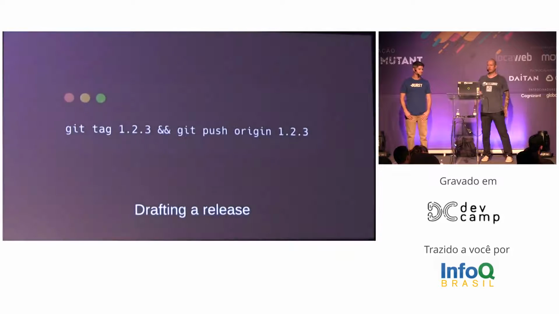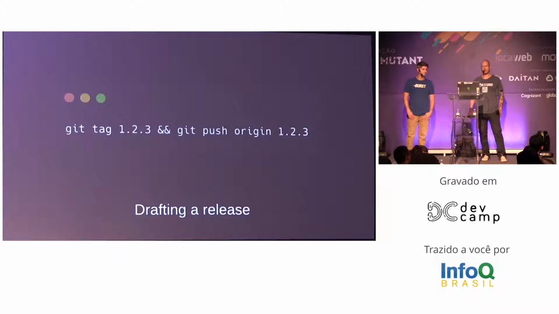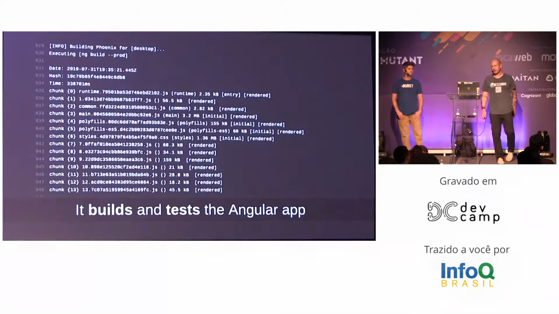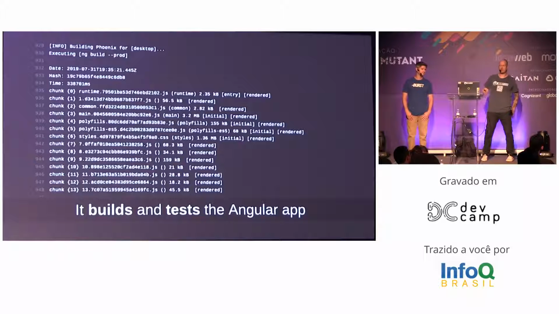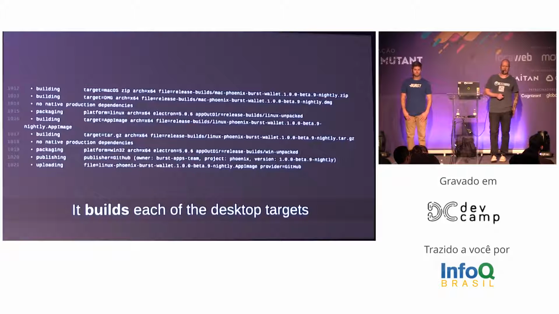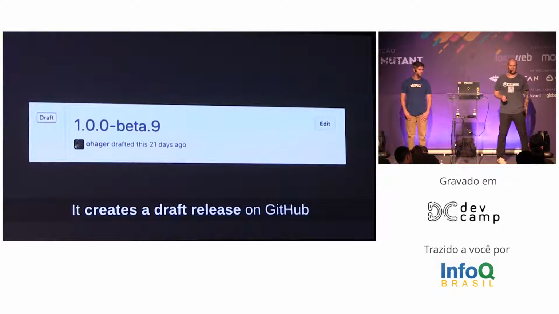Okay, so drafting a release is as easy as tagging on Git and just doing a push. And this one line does almost everything for us. This is the build. This tagging is for the deployment of the web and desktop app. It's not for the Burst.js library. So it builds and tests the Angular app. It builds each of the desktop targets, so we have Linux, Mac, and Windows. Then it just creates a draft release on GitHub such that we can do some regression testing on that.